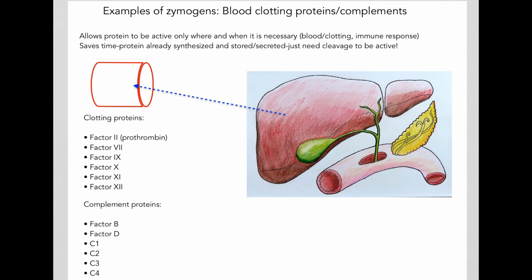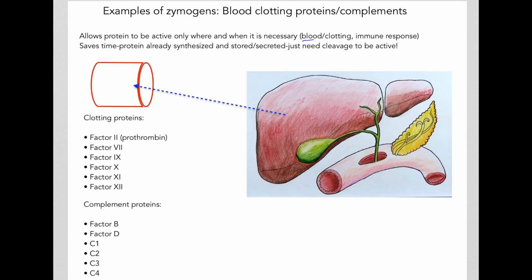So once again, these zymogens are in the inactive form, and they only become active when blood clotting is required in case of the clotting proteins, or when there is an immune response that is required in case of complement proteins. So these inactive clotting proteins are made into active clotting proteins when clotting is required. Inactive complement zymogens are made into active complement proteins when an immune response is required.